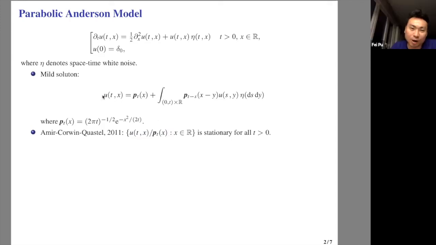Yeah. Otherwise, you can also say from this equation, if you divide both sides by the heat kernel, it gives us a new equation, and that equation starts from the constant initial condition 1.